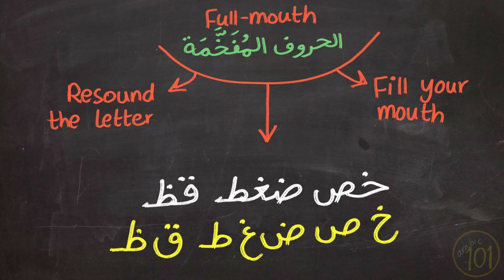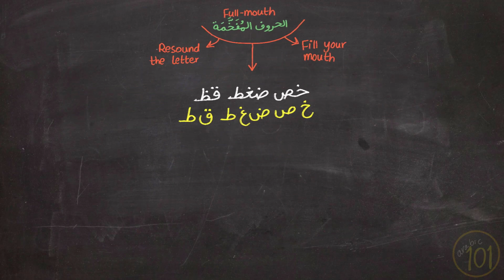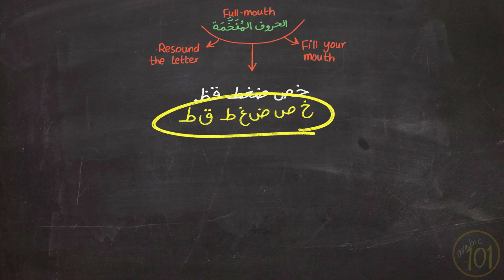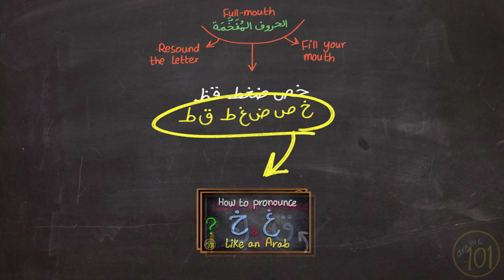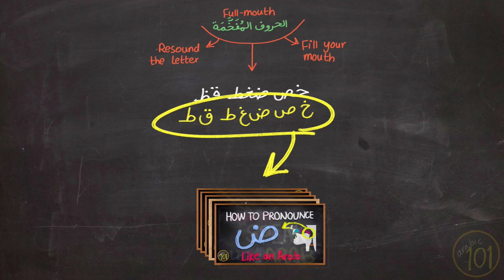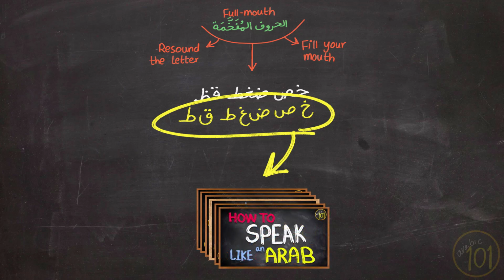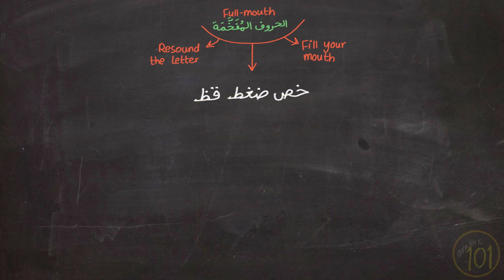And before we proceed and talk more about full mouth letters, it is very important to know how to properly pronounce these letters. So if you have any problems pronouncing any of these letters, it is highly recommended that you check out this playlist, which will take you to my pronunciation series of how to speak like an Arab, in which I explain how you should properly pronounce all the special Arabic sounds, including the ta, dad, ghain, kha, and all these letters. You'll find the link for this playlist in the description. So, these 7 letters will always be full mouth.